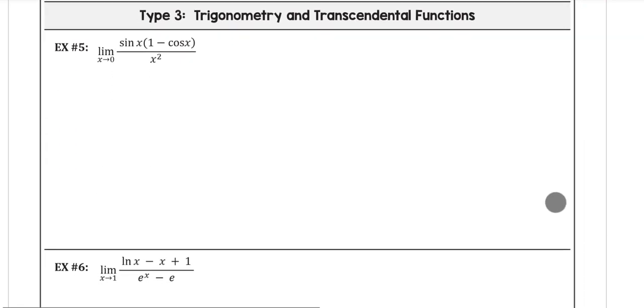Okay, so I'm going to stop here and then continue with our trig transcendental functions in the next video. And then I'm going to finish up in the third part of the video with some AP style questions.